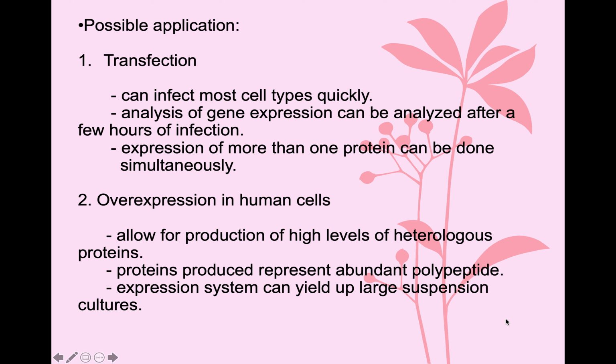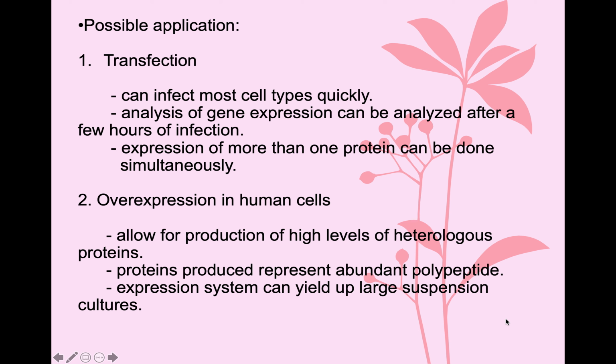So the possible application of adenovirus gene therapy is, of course, in transfection, whereby it can infect most cell types quickly. It doesn't really matter where the cell types come from, because there are certain cell types, especially in the human body, which are quite hard to transfect, such as those coming from the lung. Analysis of gene expression can also be done after a few hours of infection because of the long transient expression. Expression of more than one protein can also be done simultaneously, and this has been proven by some journals. Secondly, overexpression in human cells.